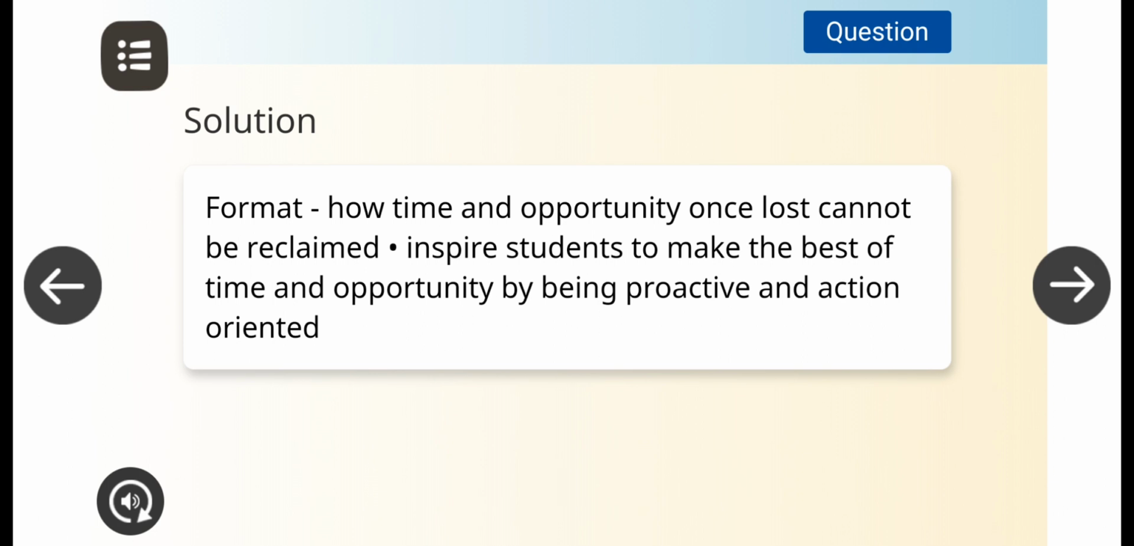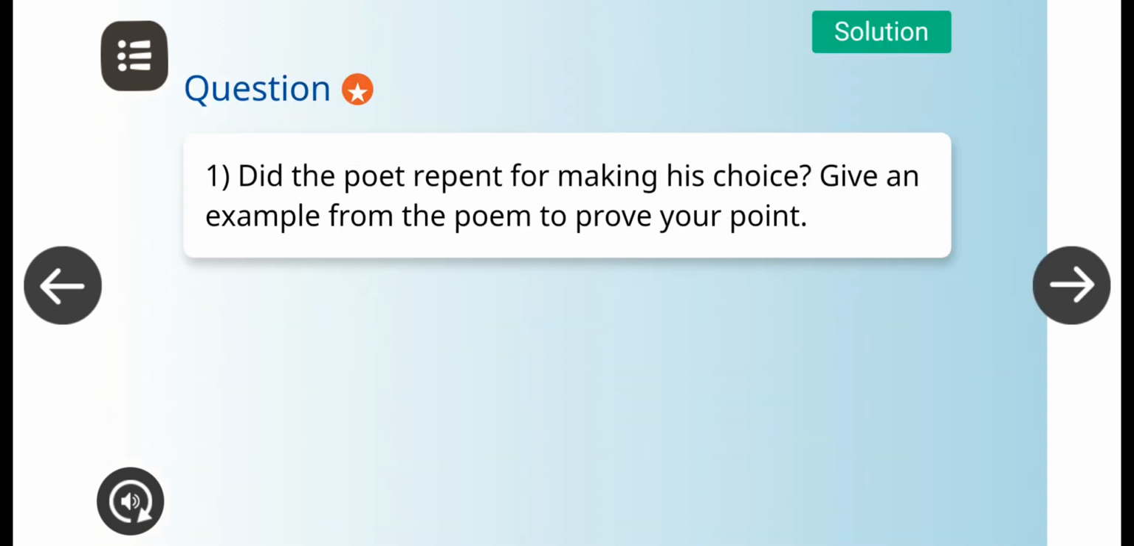Moving on to the next question. Did the poet repent for making his choice? Give an example from the poem to prove your point. So the question lies in whether the poet, the one who is writing the poem, was happy about the choices he had made.